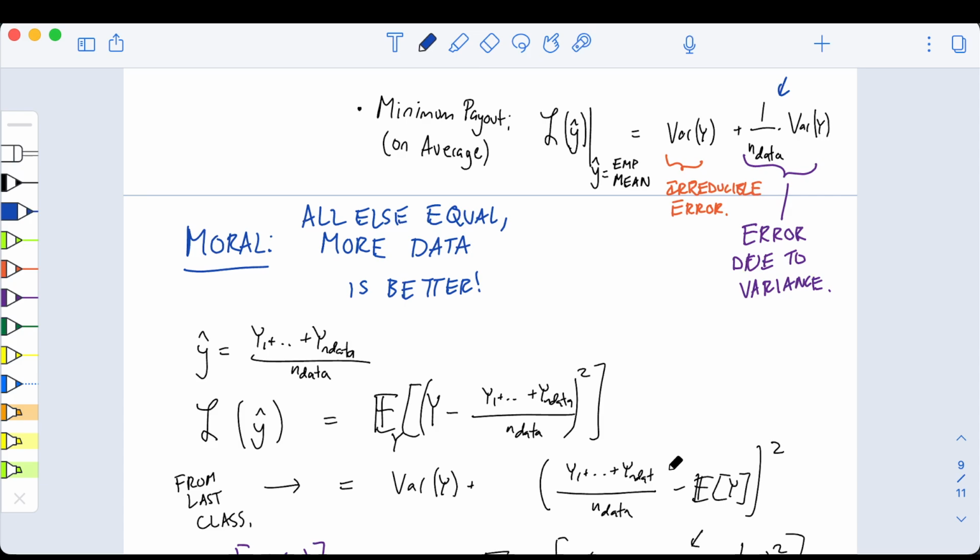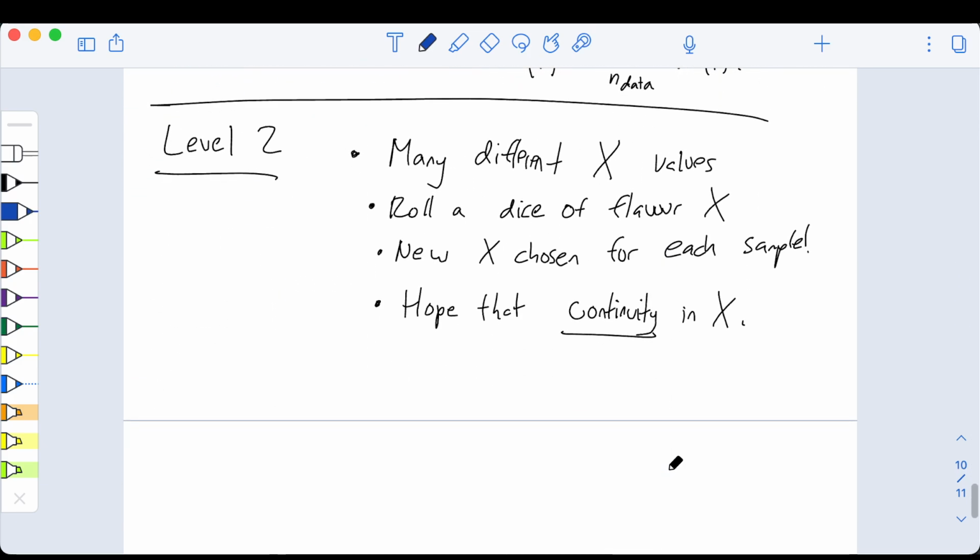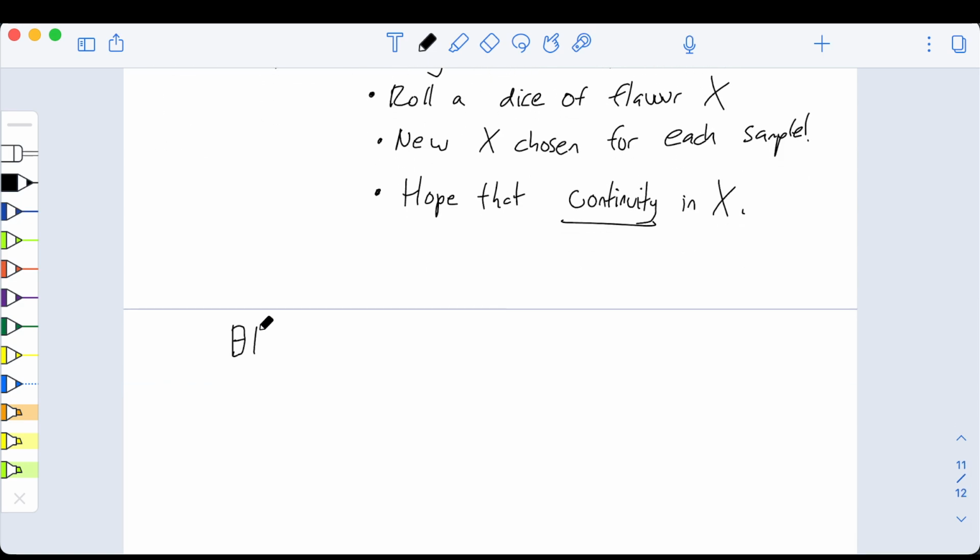Okay. So the problem in our level 2 problem, which is really the cannonball problem, everything else is not equal. It is true we get more data points when we do a big window, but something is being sacrificed when we do a big window. So let's say big window.